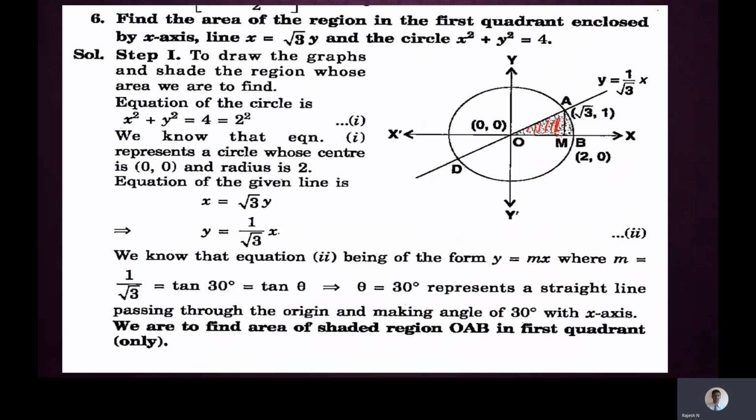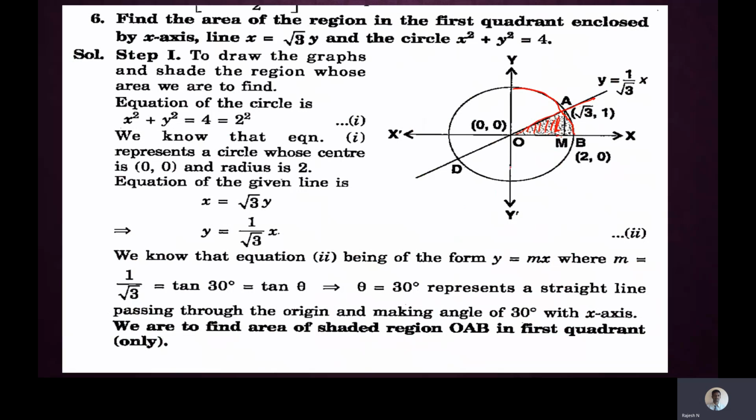This portion's area is equal to what? The area under the big curve, the circle, minus the area under this line. So you will get this area. Or you can find it directly.